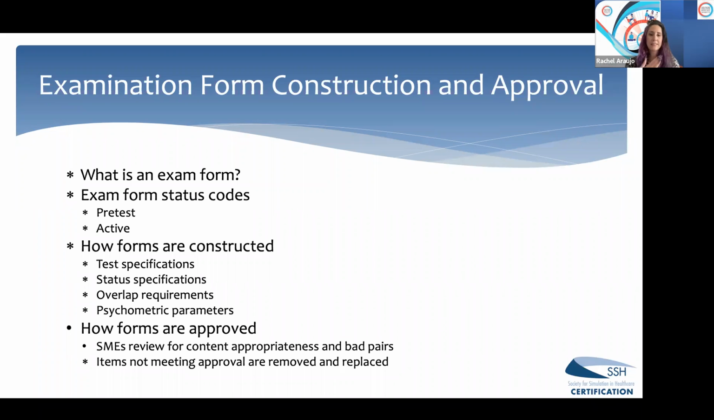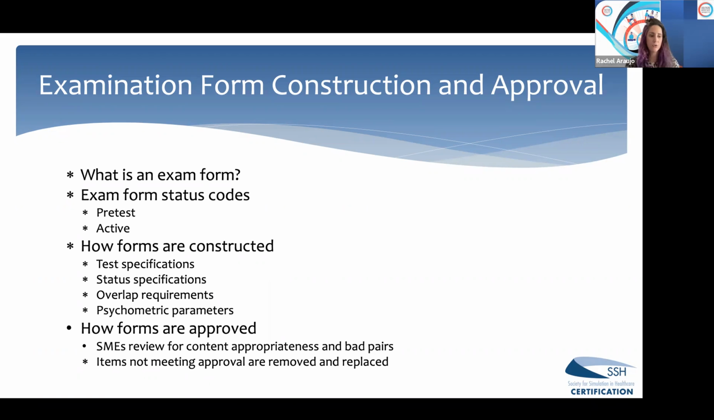They also pull to status specifications. So again, making sure they're only getting items on the exam that are pre-test questions and active questions. No inactive, no needs modification, nothing like that will appear on an actual exam. They also have overlap requirements.